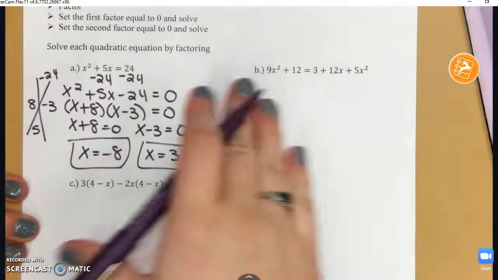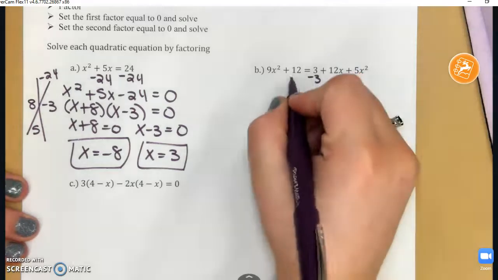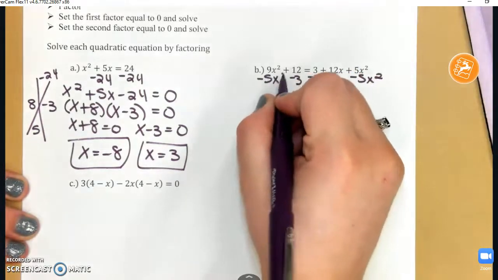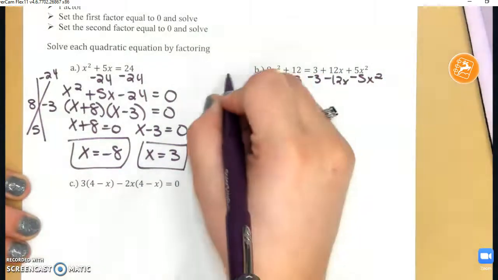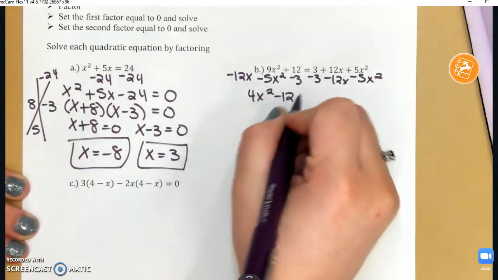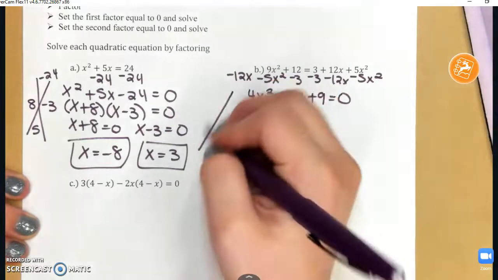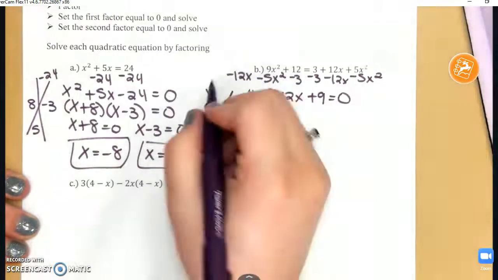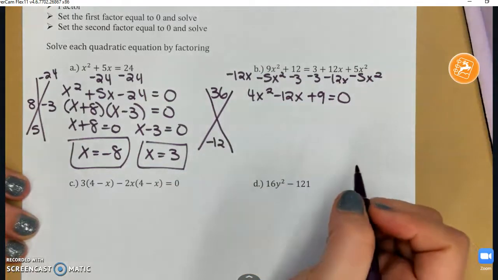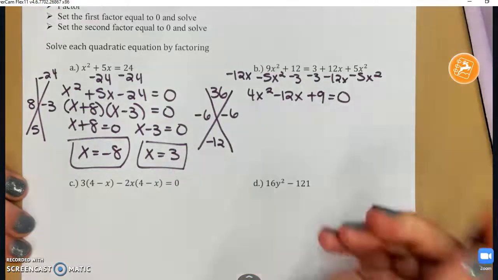Again, I need to get all of my equation on one side, so I am going to move over these terms, combine the like ones, and I am going to end up with 4x squared minus 12x plus 9 is equal to 0. So again, I'm going to use my x method. 4 times 9 is 36. My b term is negative 12. Numbers that multiply to 36 and add to negative 12 are negative 6 and negative 6.